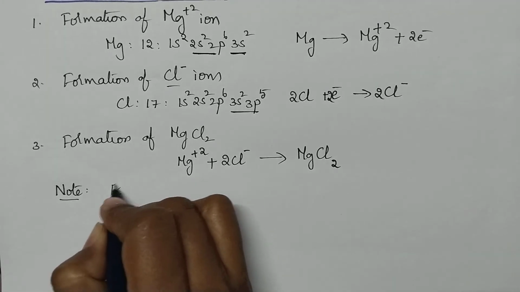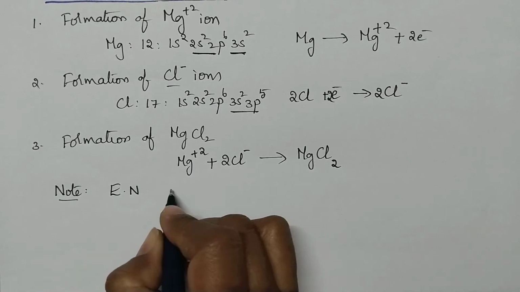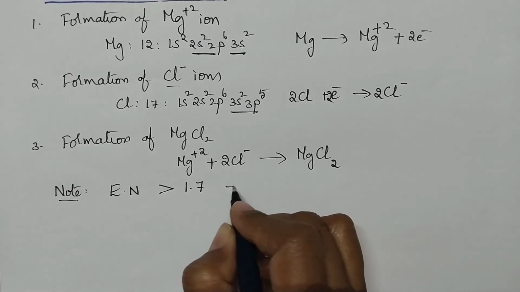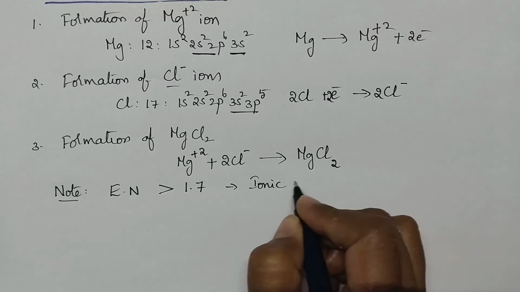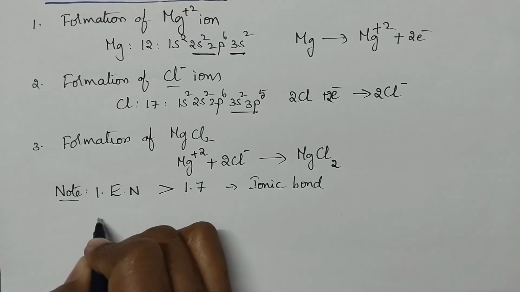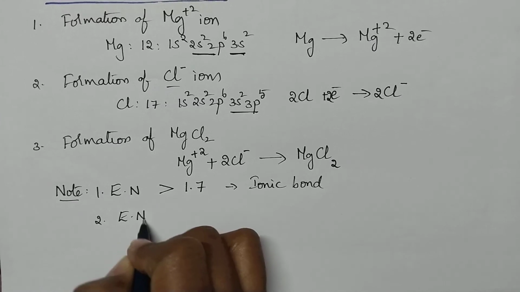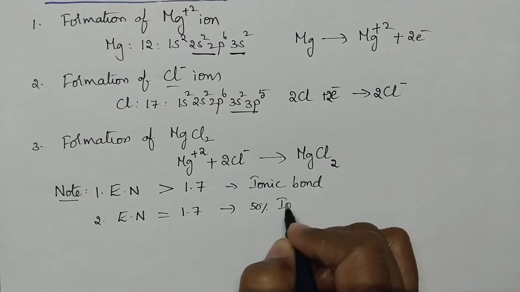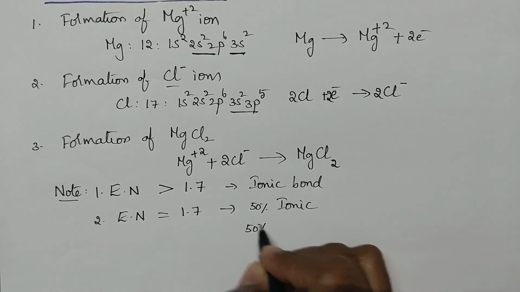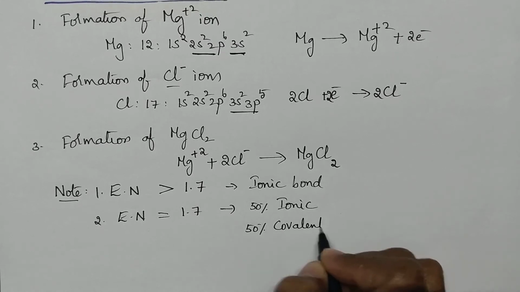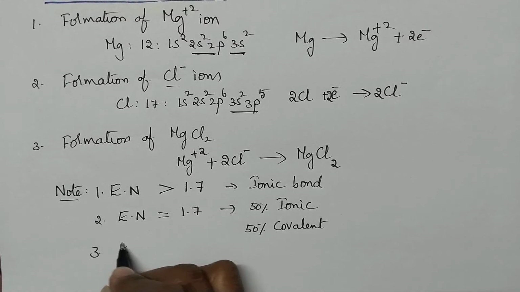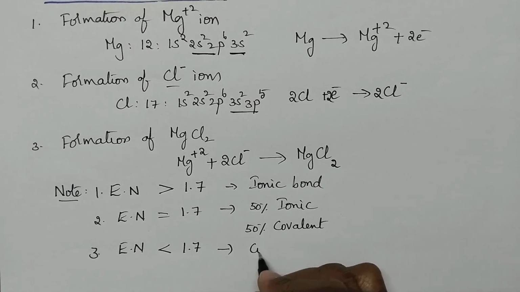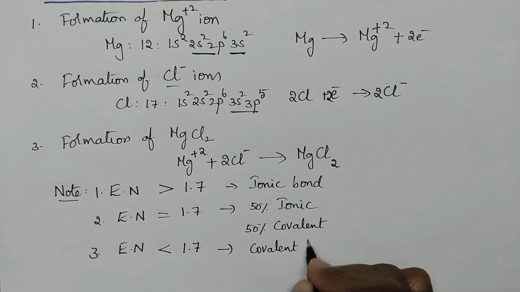The electronegativity difference between the two atoms must be greater than 1.7. Then only it results in the formation of an ionic bond. If the electronegativity difference is equal to 1.7, then there is a possibility of 50% ionic character and 50% covalent character. Similarly, if the electronegativity difference is less than 1.7, then it results in the formation of a covalent bond.